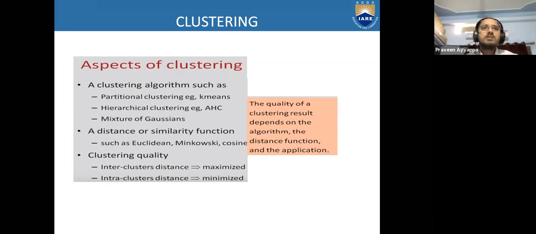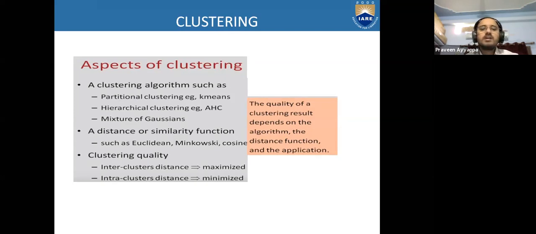Meaning if you have the cluster C1, the cluster C2, and cluster C3, and in turn you have different objects present in each and every cluster, the distance between these clusters C1 and C2 should be maximized, and the distance between C1 and C3 should be maximized, and C2 and C3 should be maximized.